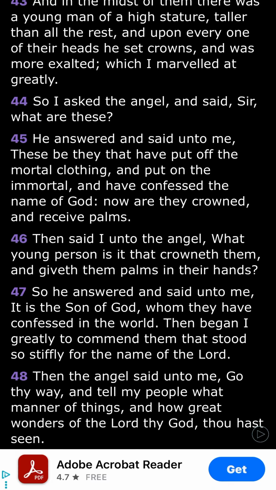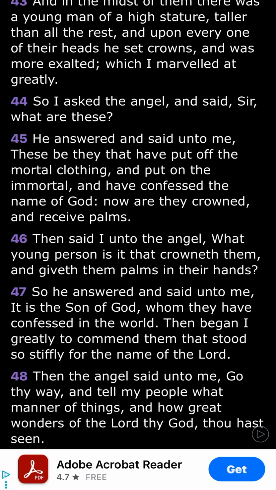All right, but it says, he answered and said unto me, these be they that have put off the mortal clothing and put on the immortal. All right, that represents not the average, but above the average, which the scriptures ultimately go into, roughly paraphrasing, for us to go glory to glory. We have to constantly be growing, but the foundation also has to be in the correct fashion. But it says, and have confessed the name of the Most High, and now are they crowned and receive palms. Then said I unto the angel, what young person is it that crowneth them and giveth them palms in their hands?